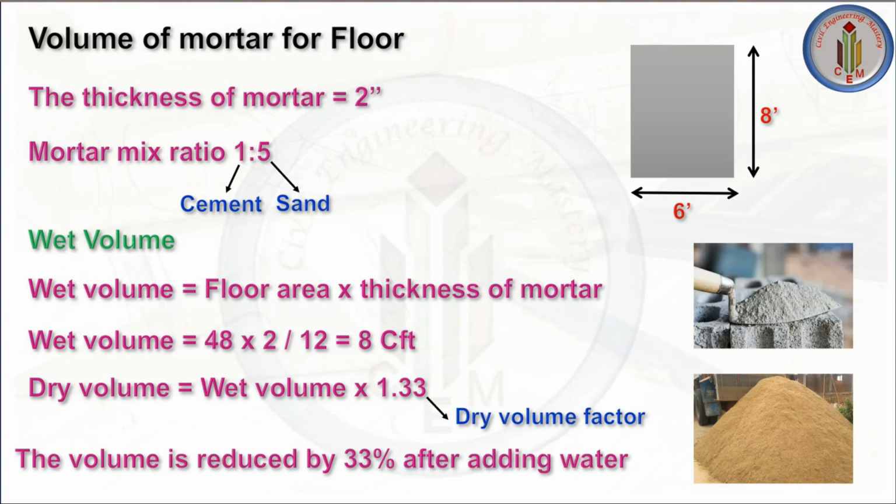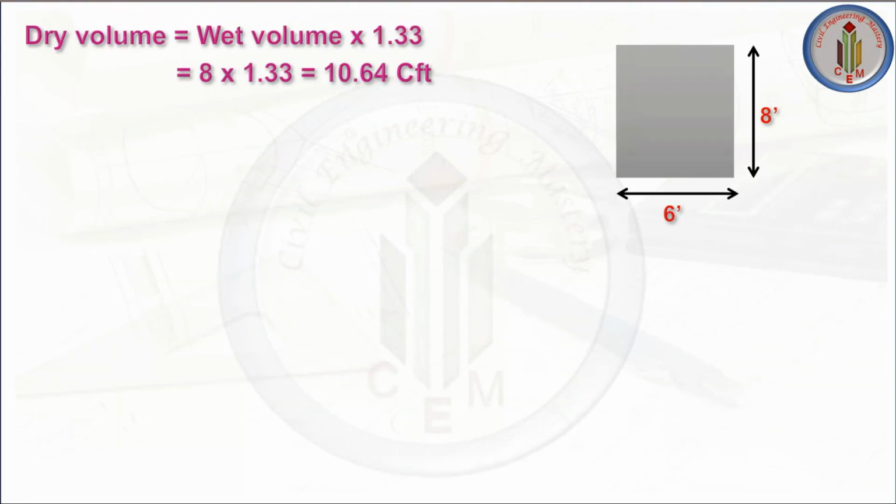After adding water, the quantity gets reduced by 33%. That is why here we are considering the dry volume factor as 1.33. So dry volume is equal to wet volume multiplied by 1.33. Wet volume is 8 CFT, multiplied by 1.33, we get 10.64 CFT.